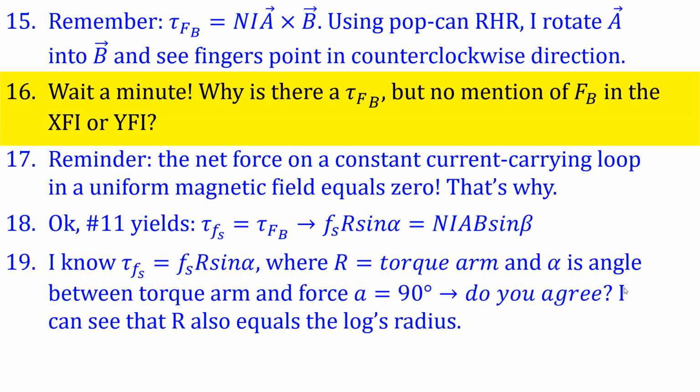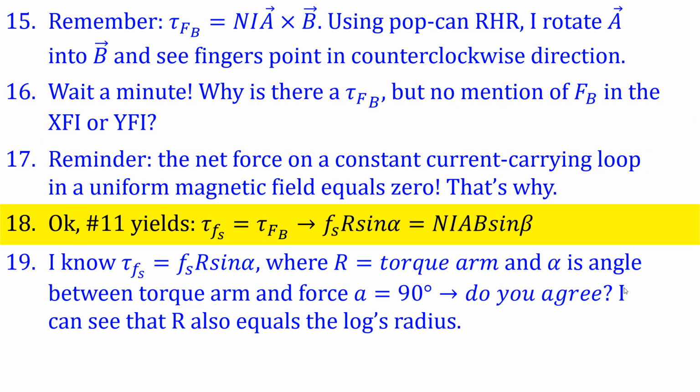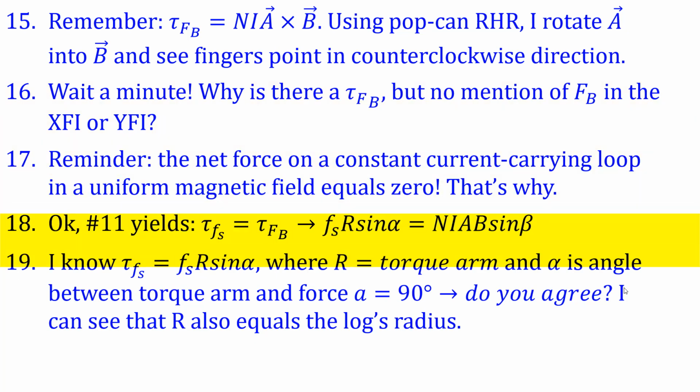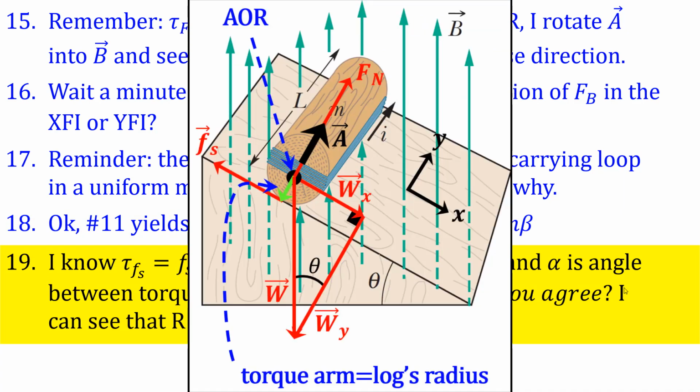Step 16, I'm just reiterating the fact that there's no net magnetic force on this constant current carrying loop in a uniform magnetic field, but there is a net torque produced by the magnetic force. Step 18, so my torque inventory yields the following. Step 19, once again, the torque arm for the static friction force is the radius of the log, because torque arms are defined as the position vector originating at the axis of rotation and terminating at the point where the force is applied. The angle between these two vectors, the static friction force and the position vector, also known as the torque arm, is 90 degrees.